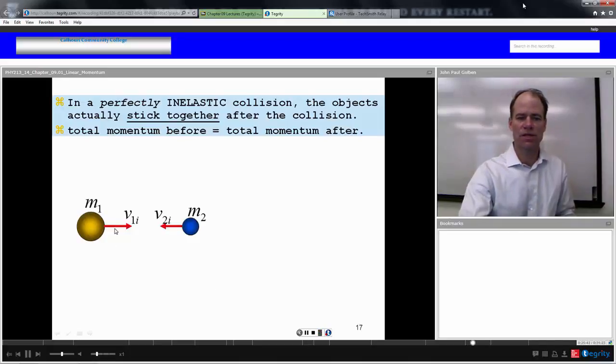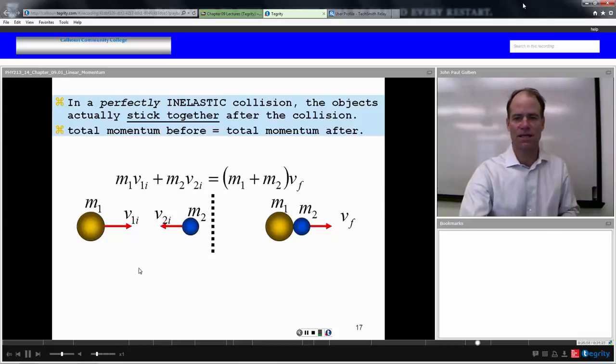Mass 1 moving in one direction to the right. Mass 2 moving to the left. They collide. And afterwards they stick together and move with a common final velocity. Momentum still is conserved. That's our key.